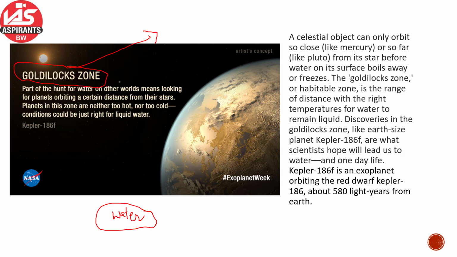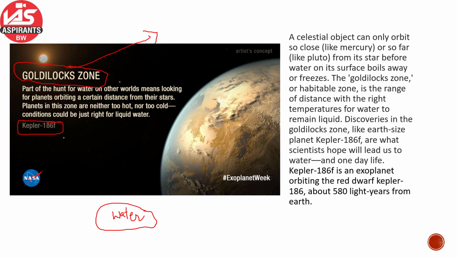So there can be a question on what is a Goldilocks zone, and I think there was a question in the previous exams. It is part of the hunt for water on other worlds, meaning looking for planets orbiting a certain distance from their stars. Planets in this zone are neither too hot nor too cold. Conditions could be just right for liquid water. And we have found one such planet like Earth, which is at the perfect distance from its own star. It's present in some other planetary system. This is known as Kepler 186f.